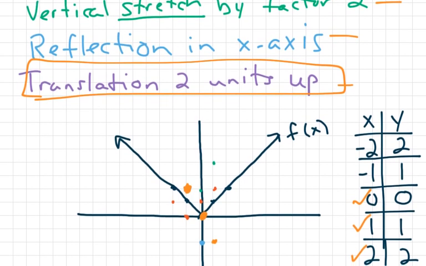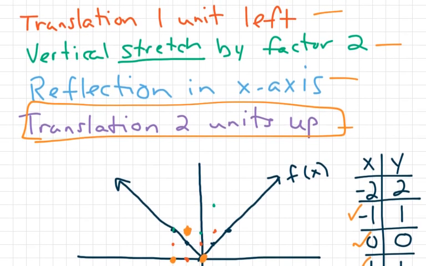Now we need to stretch it vertically by a factor of 2. So it was 1 away. When I stretch it by a factor of 2, it's going to be 2 away. So that'll put me up in here. Then I need to reflect it in the x-axis. So if I'm 2 above, I need to be 2 below. So that would put me down in here. And then the last thing is to go 2 units up. So 1, 2 puts me on the x-axis again. So remember, final answer is going to be in orange. The other colors are just following these transformations.